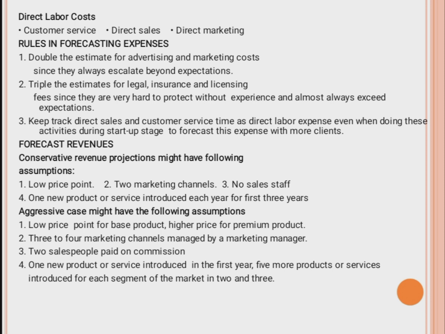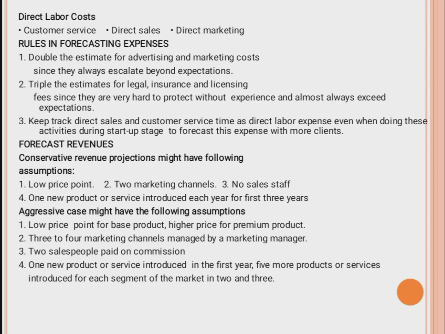Next, rules in forecasting expenses. Number 1, double the estimate for advertising and marketing costs, since they always escalate beyond expectation. Number 2, triple the estimates for legal, insurance, and licensing fees, since they are very hard to predict without experience and almost always exceed expectations. Number 3, keep track of direct sales and customer service time as direct labor expense even when doing these activities during the startup stage, to forecast this expense with more clients.